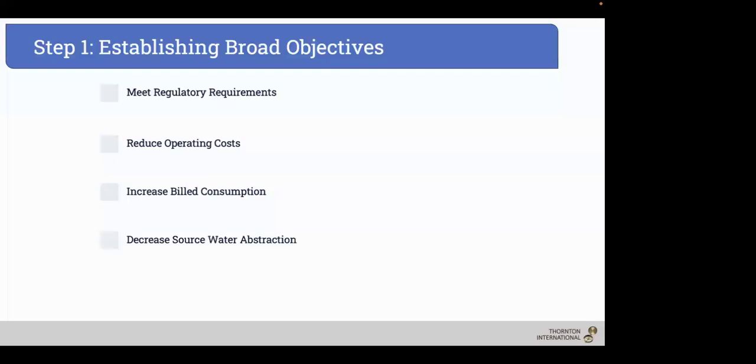Another goal can be to decrease water abstraction, reducing the environmental impact by minimizing the amount of water drawn from natural sources, or even improve service quality, enhancing customer satisfaction through better water pressure and increased hours of service availability.